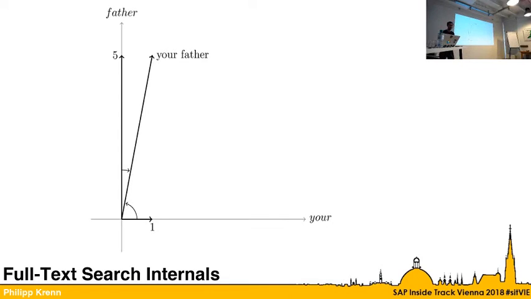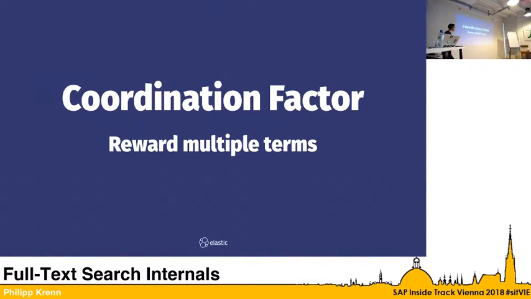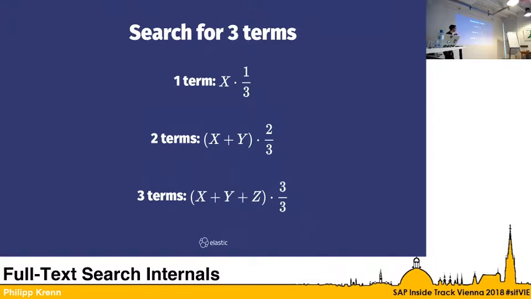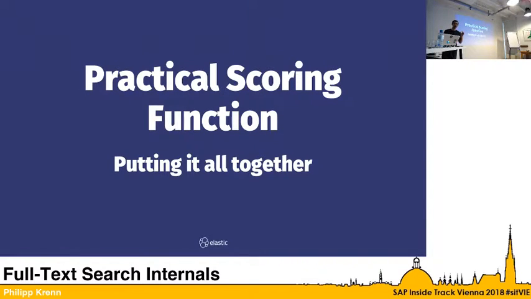We also have the so-called coordination factor. So for example, if you search for 3 terms, if all of the terms are there, you will not just add up the score, but you will reward it if more terms are there. So you can see, since we're searching for 3, if only 1 is there, it's times 1/3, 2/3 if two of the terms, or 3/3 if all the terms are there. So we will reward more terms in there. And then you can put that all together into the so-called practical scoring function.